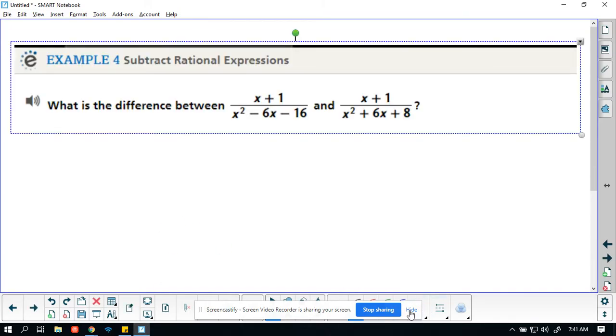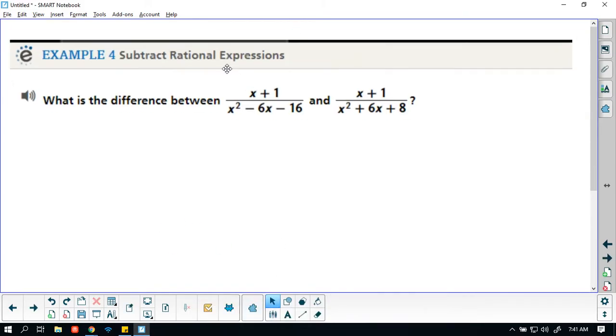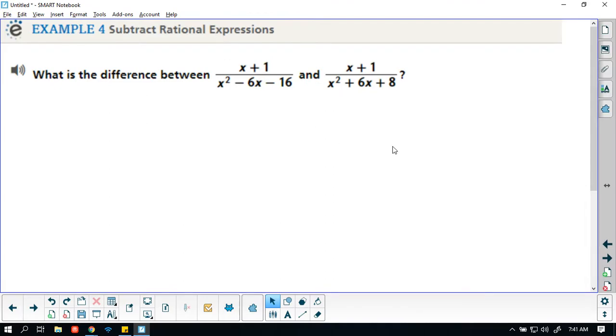All right, so you'll see here in this example: what is the difference between (x plus 1) over (x squared minus 6x minus 16) and (x plus 1) over (x squared plus 6x plus 8)? We're still going to have to follow the same method as the addition, so we're going to have to find the least common multiple. So I'm going to make these into factors.